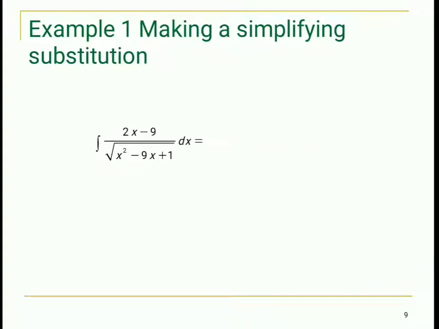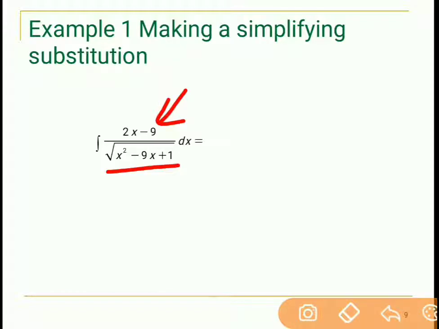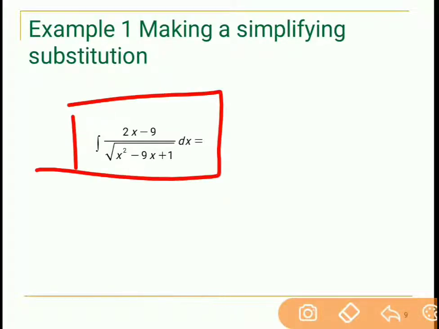Now let's move further. Example 1. Making a simplification, substitution, solve this integration. Now observe this integration. In the numerator it is 2x minus 9, and in the denominator it is what? Under root x square minus 9x plus 1. Now whenever you come across such kind of a problem, you have to check whether there is a relationship between the numerator and denominator. This is a technique which I am teaching you for this example. The technique is whenever you come across numerator and denominator, you have to check whether they are related with each other or not.